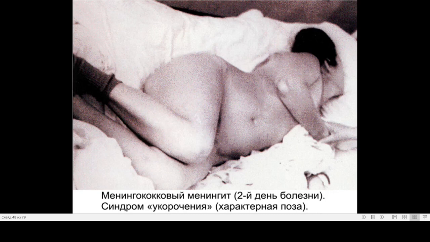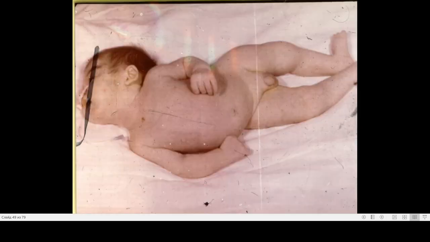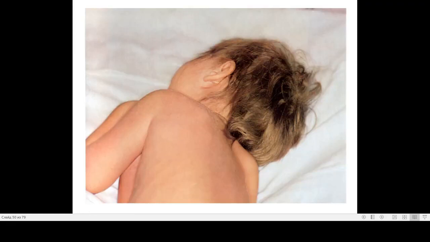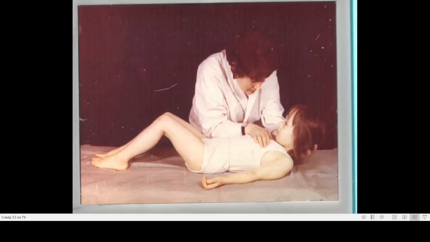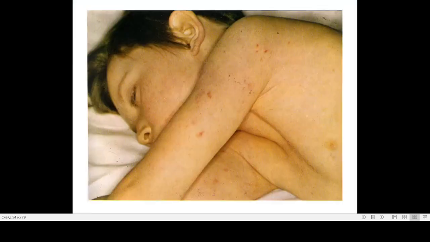On this slide, you may see the typical position of a patient with meningitis, especially with meningococcal meningitis. It is so-named trigger position. Here, a child with meningitis; the position of a child with meningitis may look like these two. Here, the physician checks the Kernig sign and Brudzinski sign. Here, checking of rigidity of neck muscles. Here, positive lower Brudzinski sign. Position of patient and elements of hemorrhagic rash on extremities.